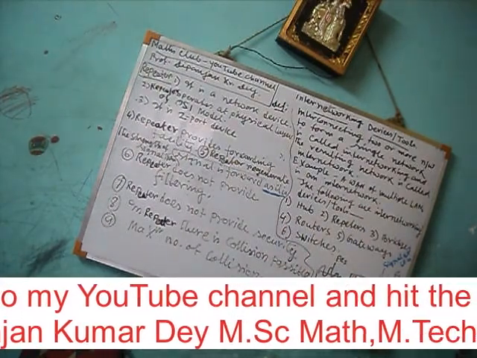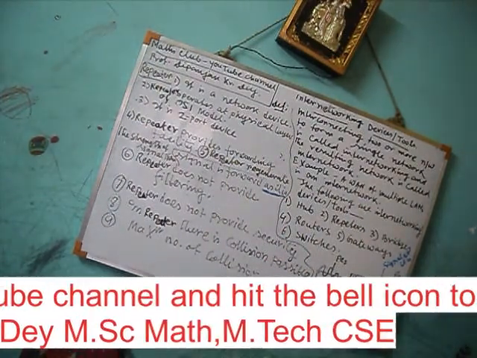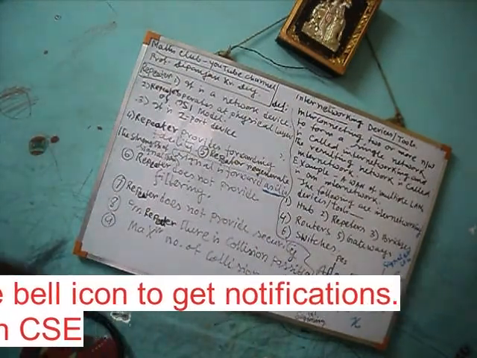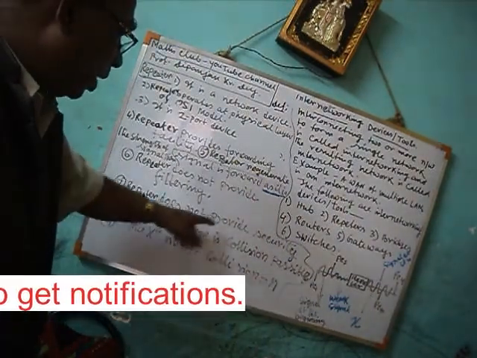Next is point number 7. Repeater does not provide security.